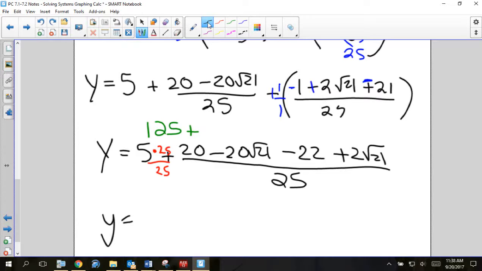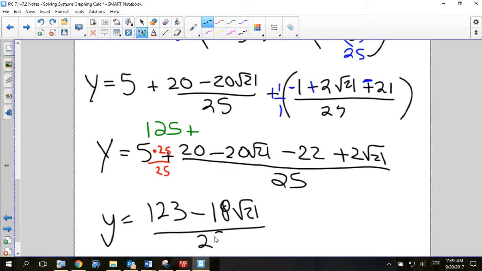So now I'm going to combine all my like terms. I'm going to get 123 minus 18 radical 21 over 25 for y. Did I make a mistake? Well, this is 125. Plus 20. Plus 20 minus 22. I just did it fast because you guys were talking about other stuff, so I felt like I could go faster. I got negative 2 radical 21 plus 22.